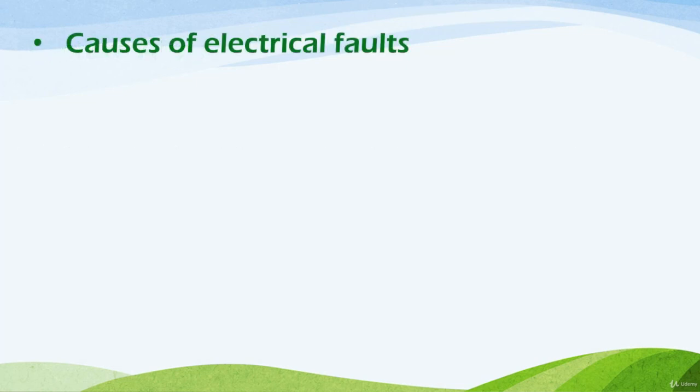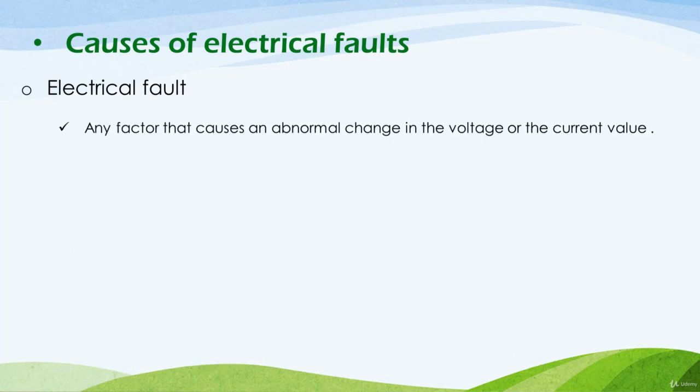So let's go ahead. First of all, before talking about electrical faults, we need to know the definition of an electrical fault. An electrical fault is any factor that causes an abnormal change in the value of the voltage or the current. So if the voltage or the current values have been changed in a wrong way or to an abnormal value, this is called an electrical fault. And the two parameters that we are handling now are the voltage and the current.